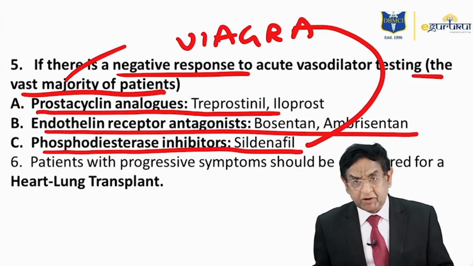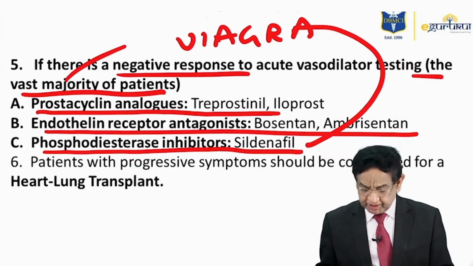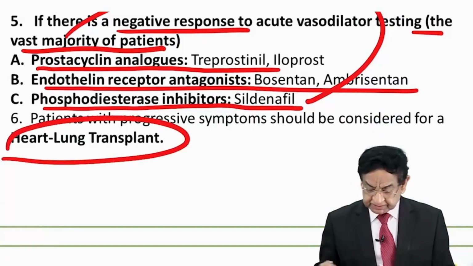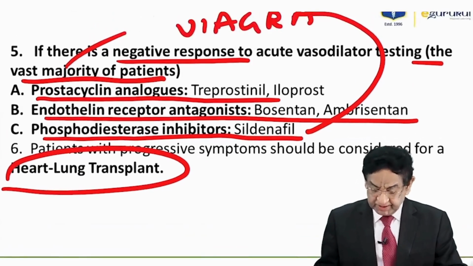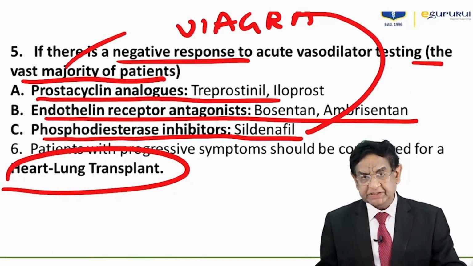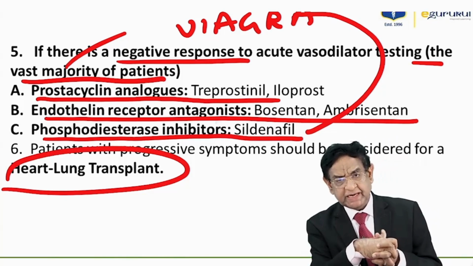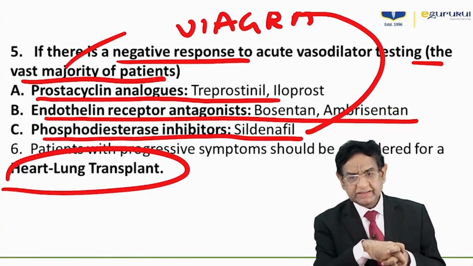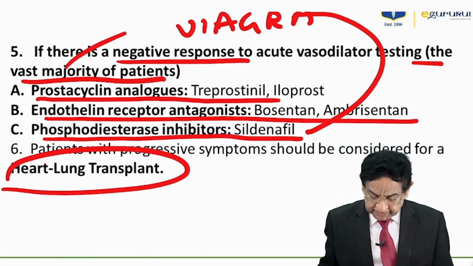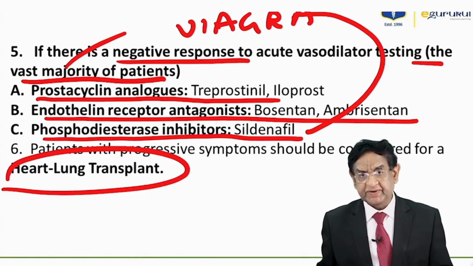Well, despite all the medical therapy, if the patient is deteriorating, then you can go for transplantation. But that's not an easy thing to get done. However, I hope you are clear about it. In a nutshell, in the management of the idiopathic variety, you go for acute vasodilator testing. If they respond, give calcium channel blocker. If not, then we can give prostacyclin analog, endothelin receptor antagonist, or sildenafil.